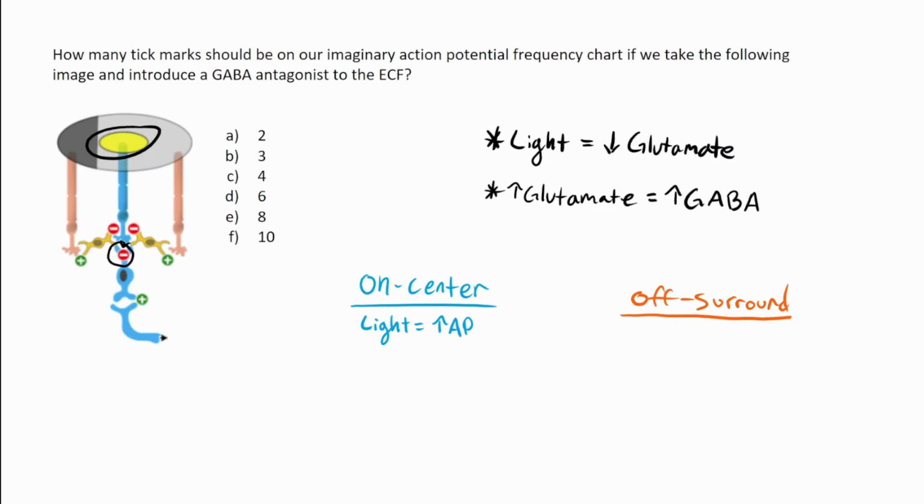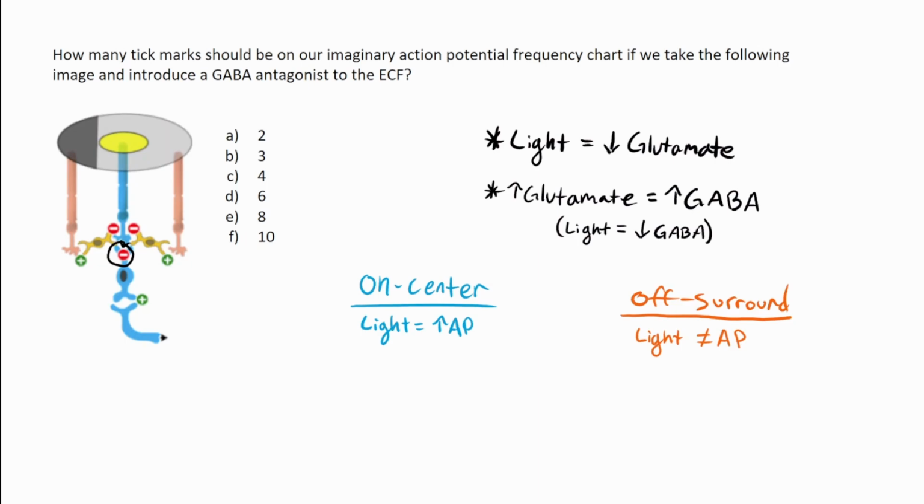Or in other words, if we put these two laws together, we can say that light, which gives us a decrease in glutamate, also gives us a decrease in GABA. Okay. With our off-surround, it's just opposite of the on-center. Light, instead of giving us action potentials, does not give us action potentials.